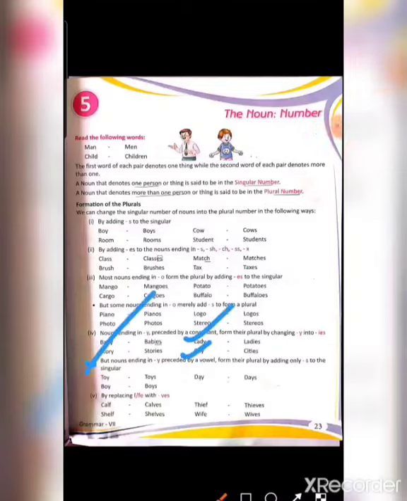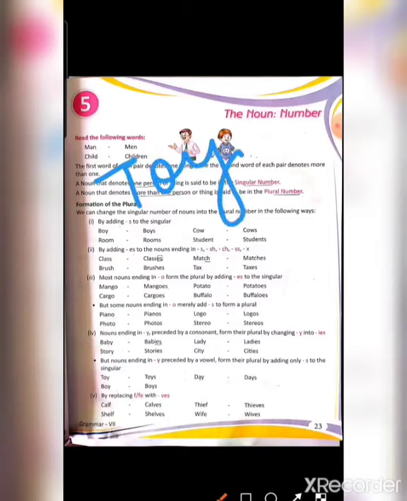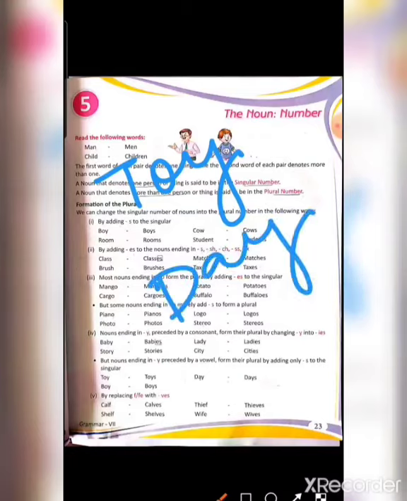Fine. Now, but still there is an exception to this rule. What do you mean by exception? When this rule does not apply, even when the condition is being satisfied. Like for example, toy is there, day is there, boy is there.